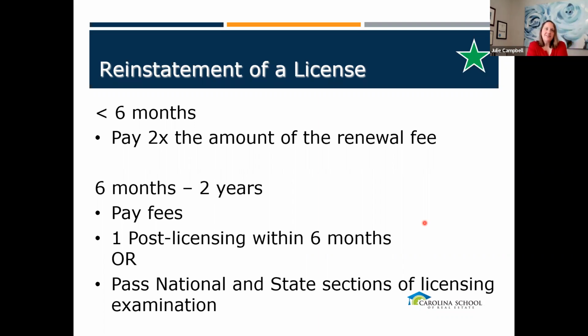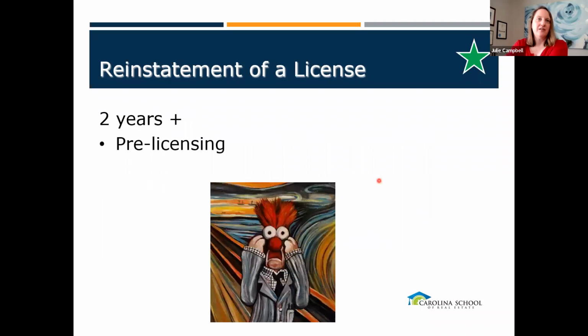y'all ready? What happens if you're expired more than 2 years? Is everybody ready? I want to brace you for this. If your license is expired for more than 2 years, you start all over.